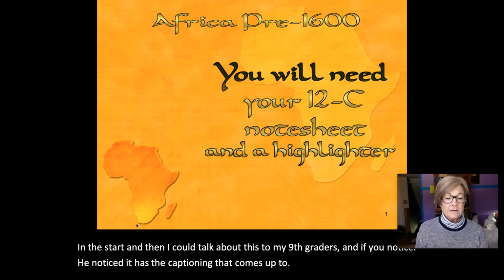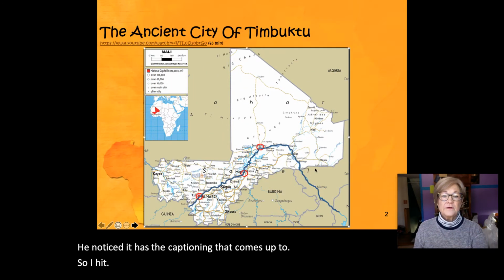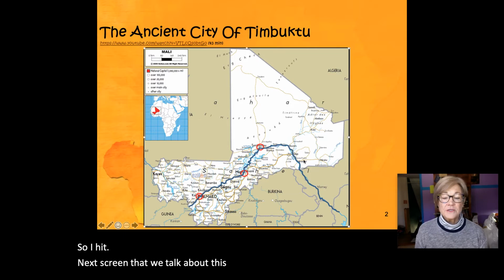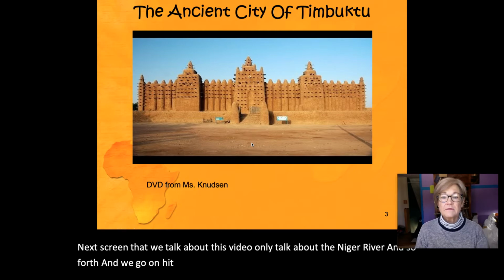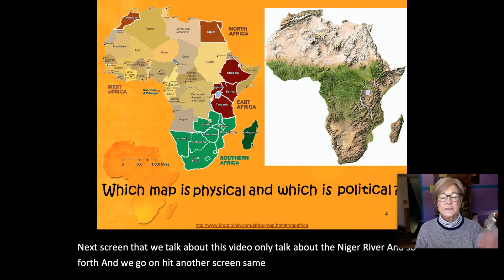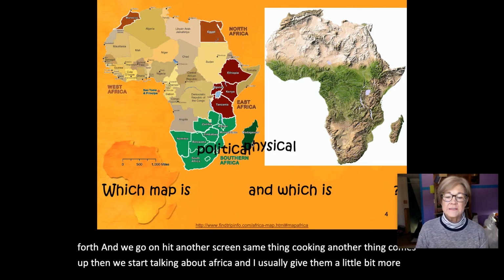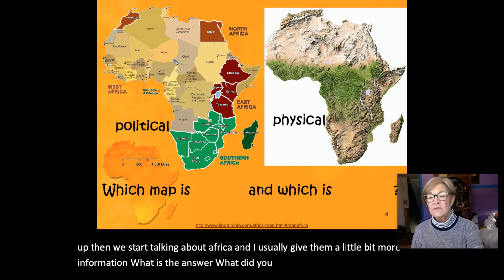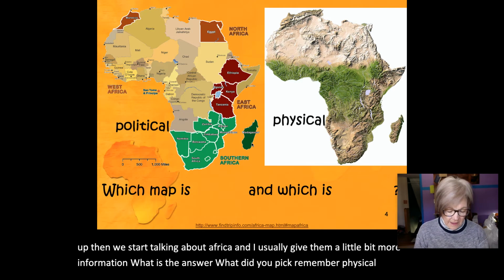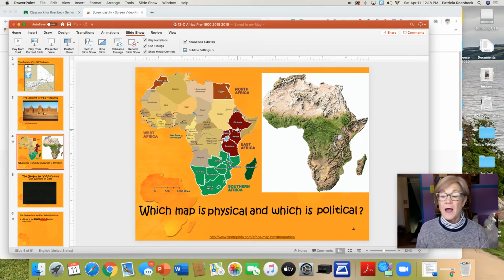So I hit next screen, then we talk about this video, and we talk about the Niger River and so forth, and we go on, hit another screen, same thing, another thing comes up, then we start talking about Africa, and I usually give them a little bit more information. What is the answer? What did you pick? Remember, physical, topographical, etc. That's the way I would suggest you do it.